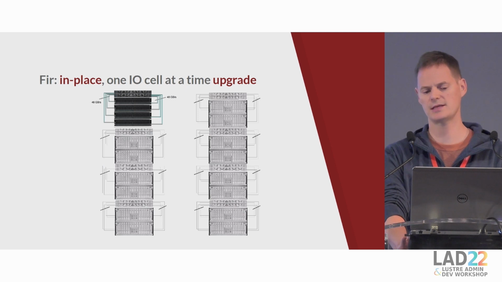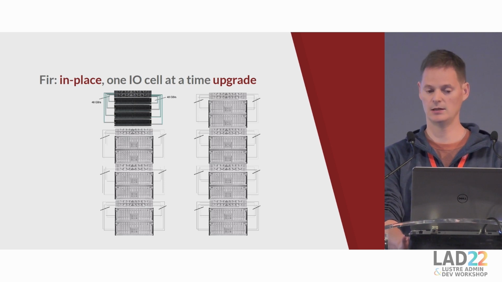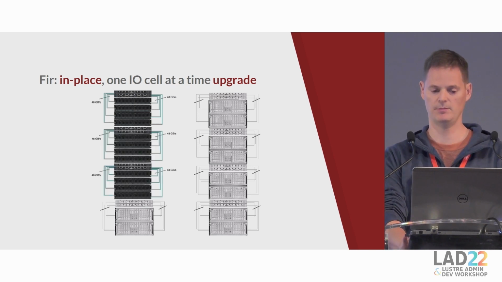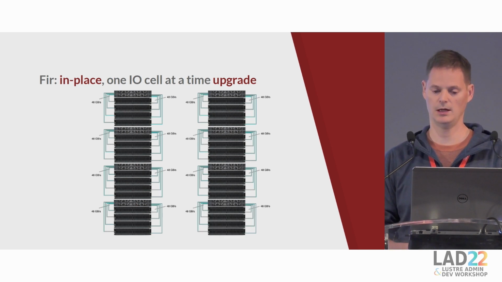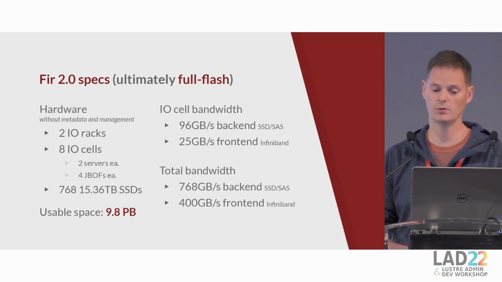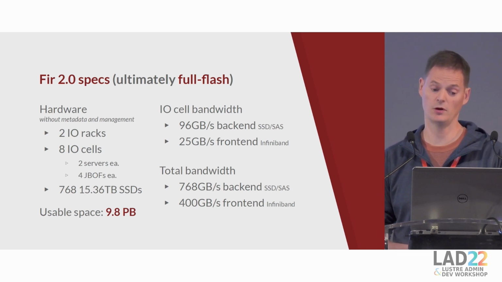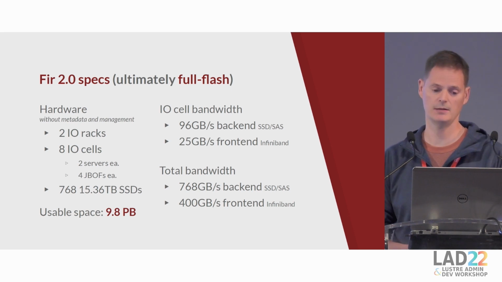So it looks like this, the first I/O cell. This is a view of the 2 racks of FUR, and when we replace the first I/O cell, it will look like this. And then we replace the second, the third, the fourth, and we'll continue like that until the 8th. In the end, we will end up with FUR 2.0 with full flash OSTs, and a total of 768 15 TB SSDs, and almost 10 PB of usable space.